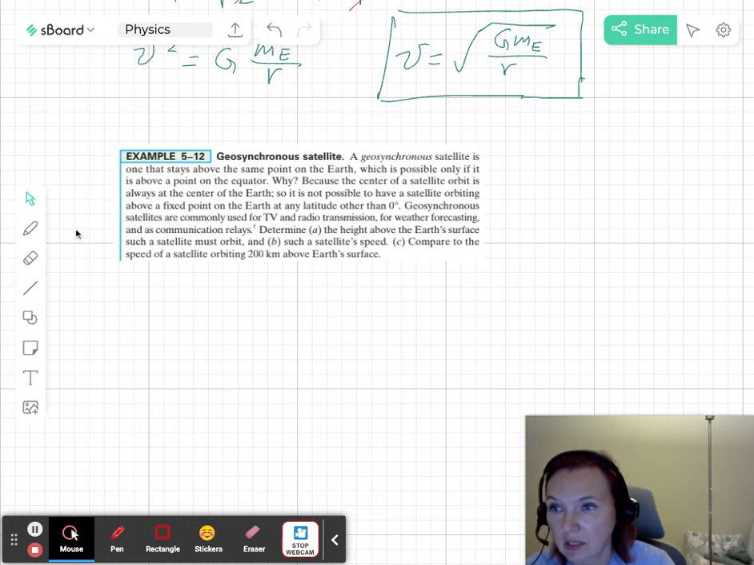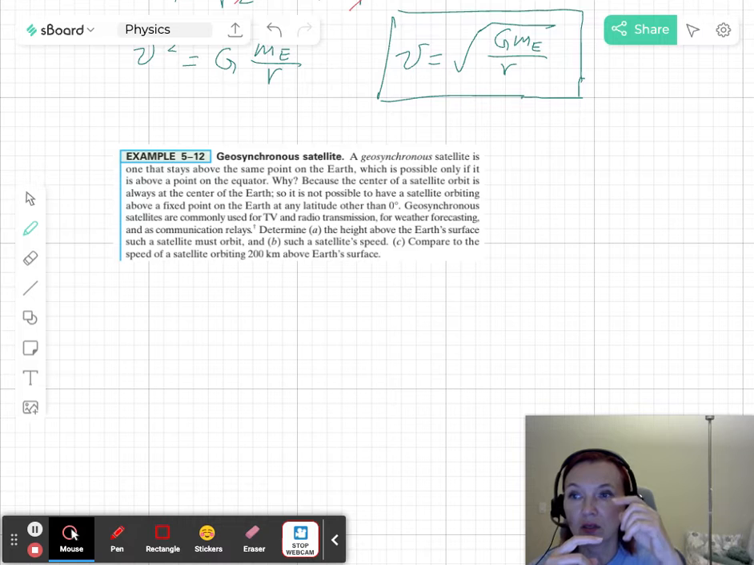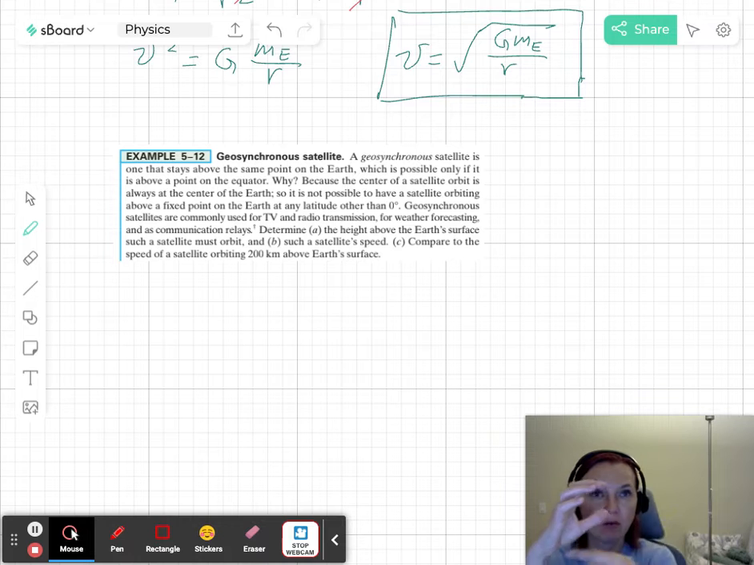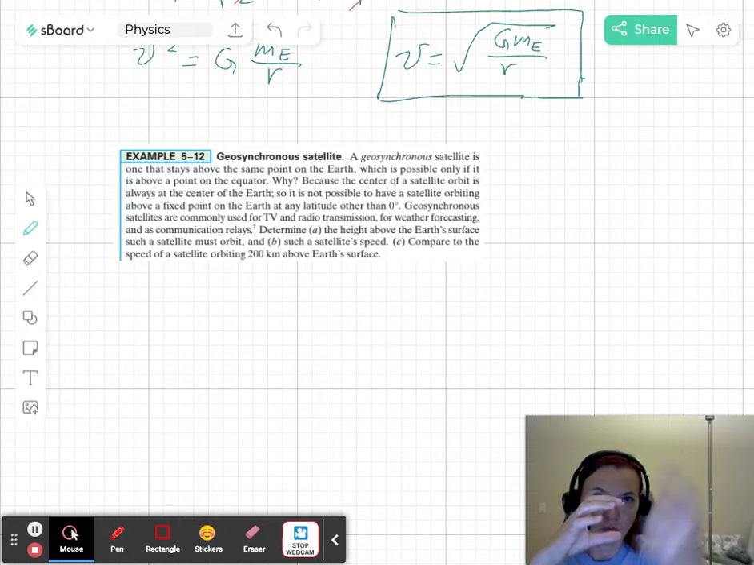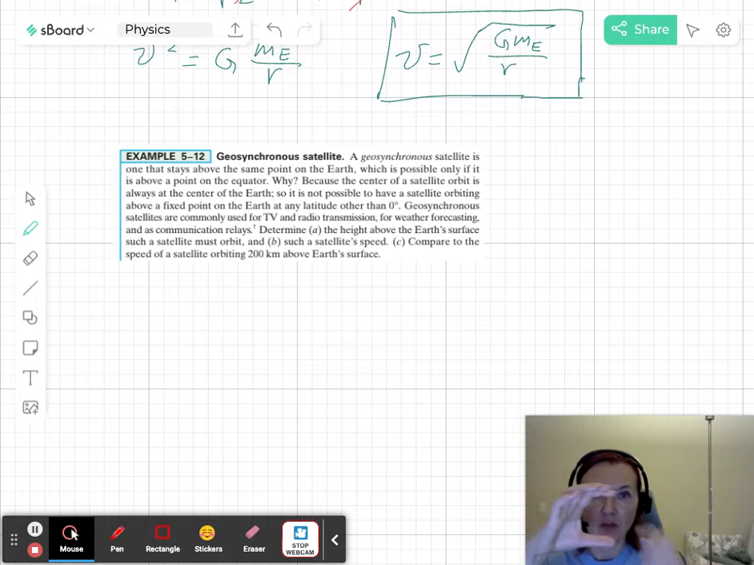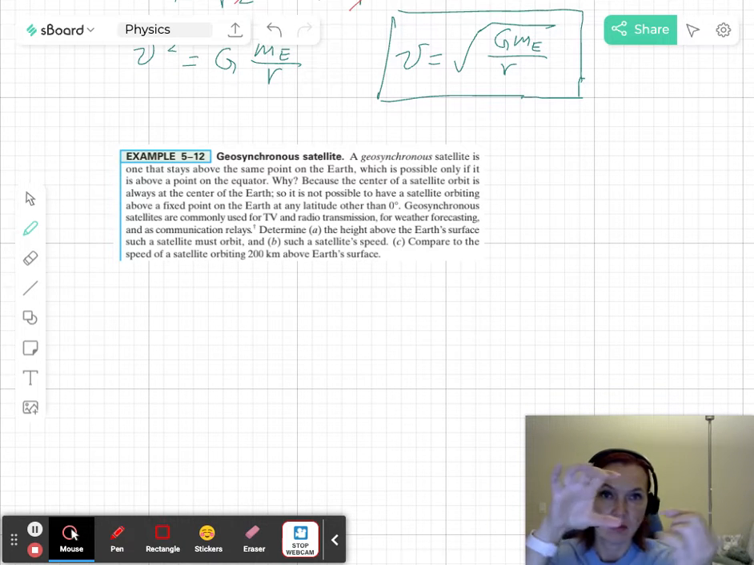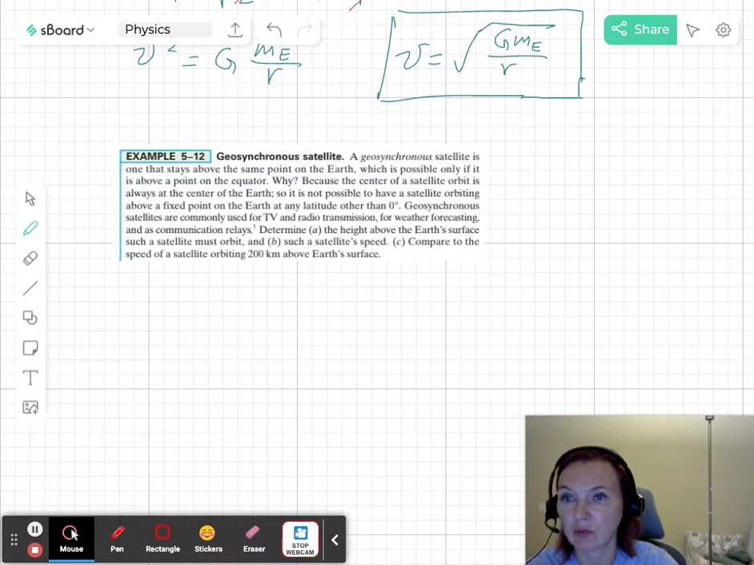So a geosynchronous satellite is the one that stays above the same point on the Earth. And that is only possible if it is above a point on the equator, because the center of a satellite's orbit is always at the center of the Earth, right? And if the satellite is not above the equator, it's going to just move in a weird way. So it's not going to be staying in the same place, versus if it is above the equator, then it just turns with the Earth, right? So it's falling, it's moving, but the Earth is also moving as well.